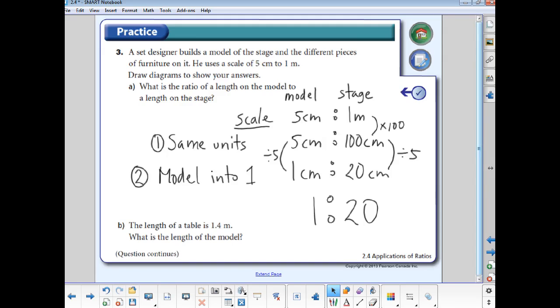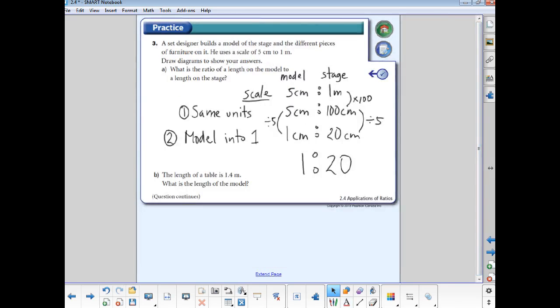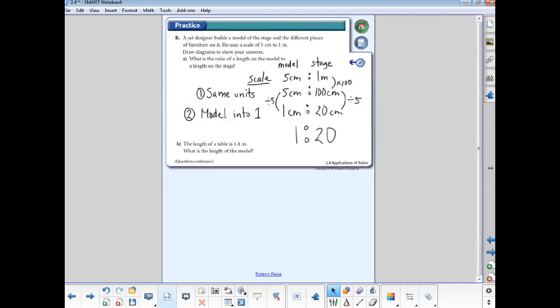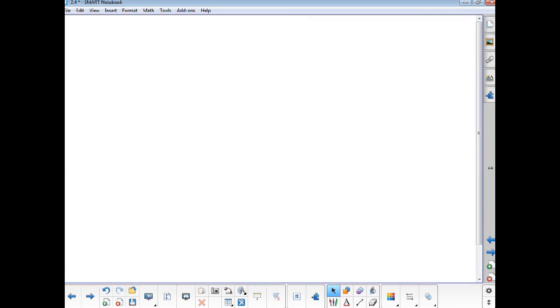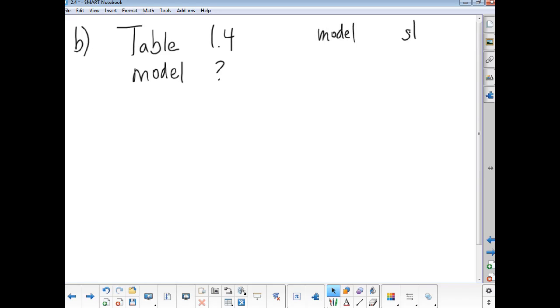Let's look at the second part of the question, part B. Part B says the length of a table is 1.4 meters. What is the length of the model? So the table is 1.4 meters. What's the size of the model? So I'm going to go back to my ratio. In my ratio, I have the model and I have the stage. And the ratio we found was 1 to 20.